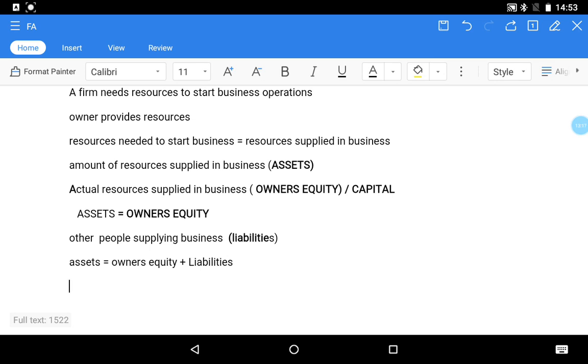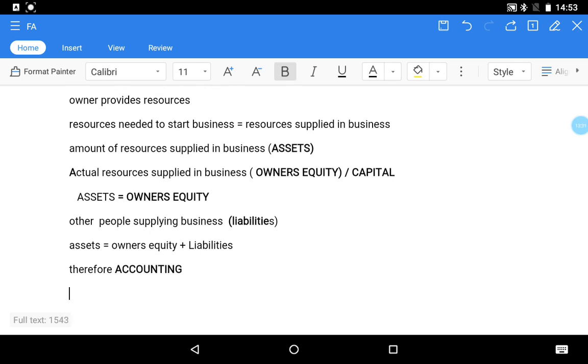Therefore, our accounting equation: we have assets is equal to liabilities. Assets is equal to owner's equity plus liabilities.